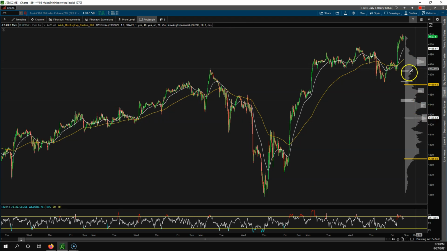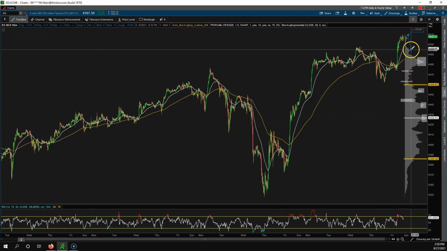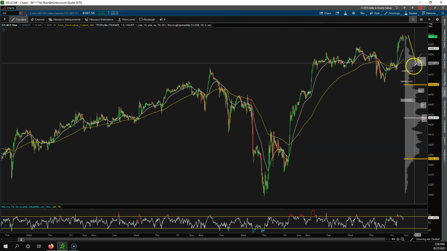And so now think of this. When you're way up at the top of the tree and you start to fall down, usually you'll see a bounce at the high volume nodes.